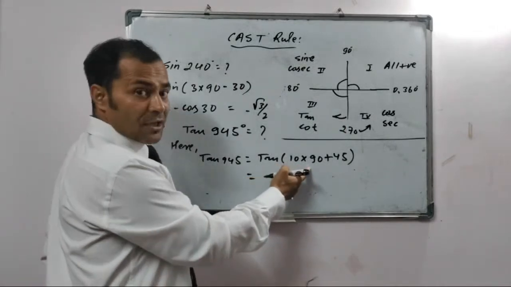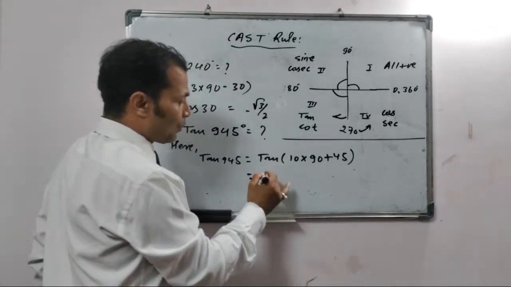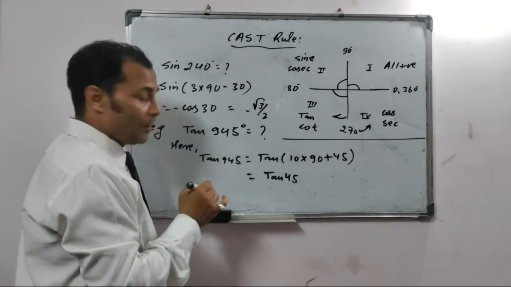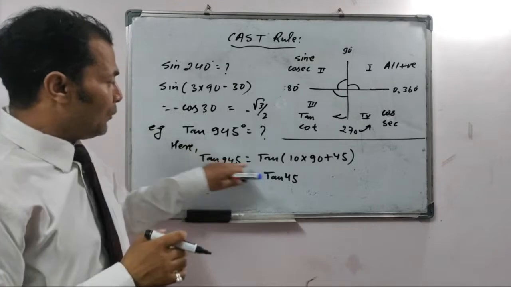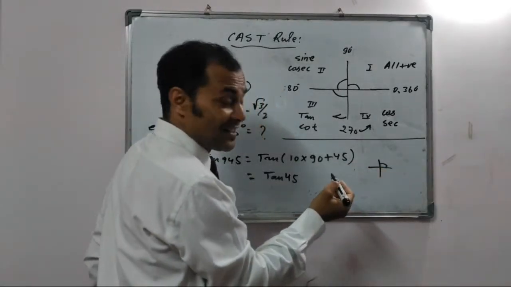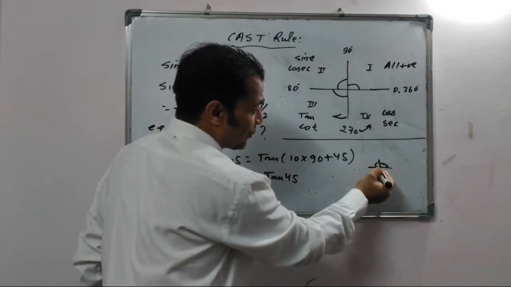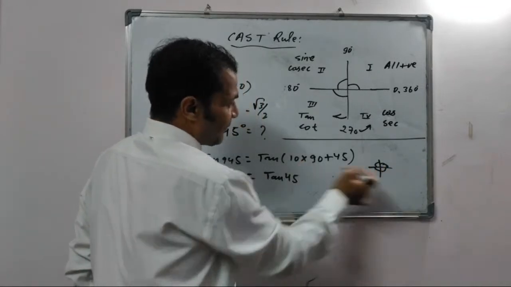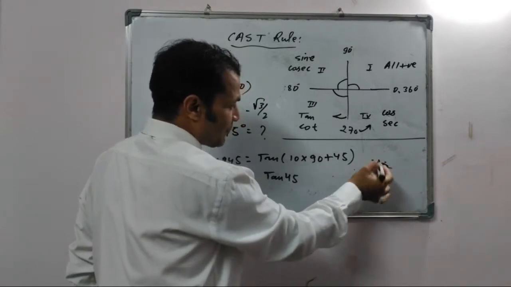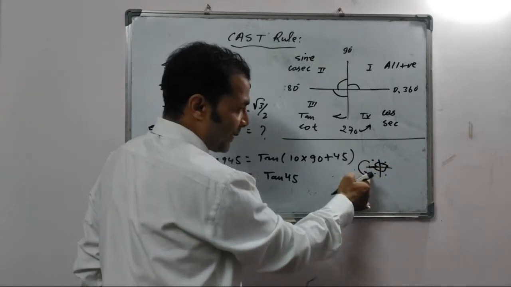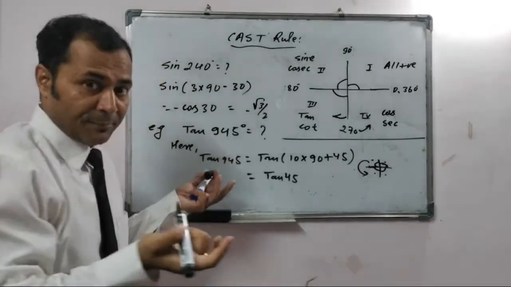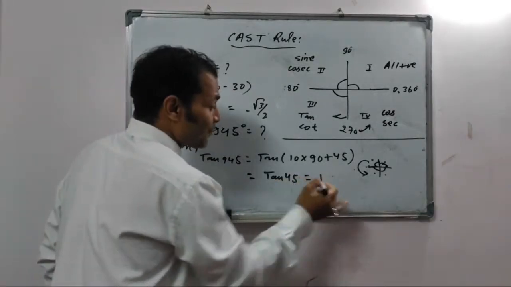So 10 times 90, since it is an even multiple, the ratio won't change. It stays tan, and theta is 45. Now, in which quadrant does it lie? It's very simple, just count here. 1, 90, right? This is 90. 1, 2, 3, 4, 5, 6, 7, 8, 9, 10. 10 times 90 means up to here, plus 45, so you are in the third quadrant. In the third quadrant, tan is positive. So it's positive. Simple, right? And the value of tan 45 is 1.